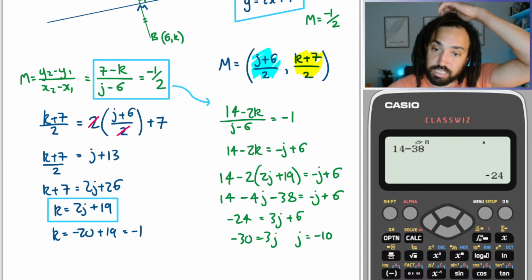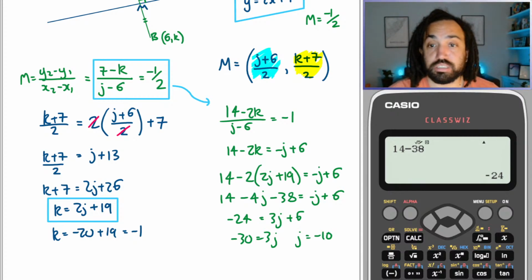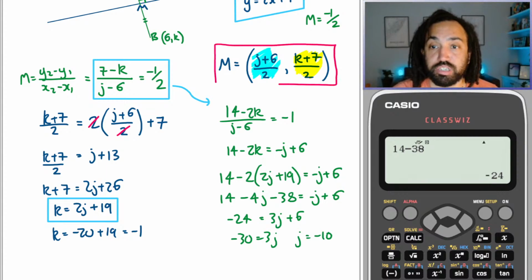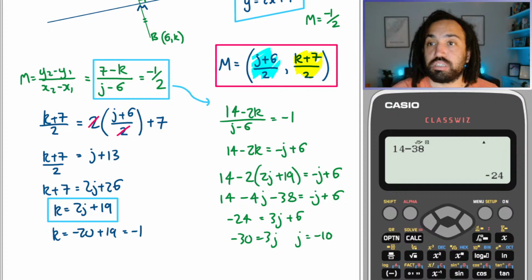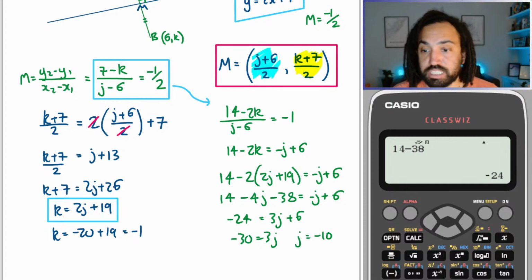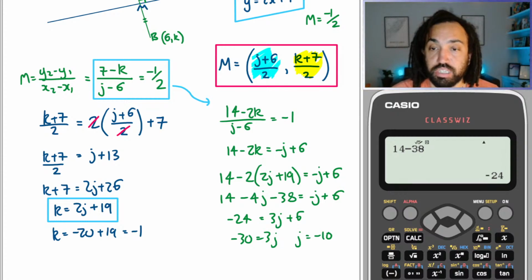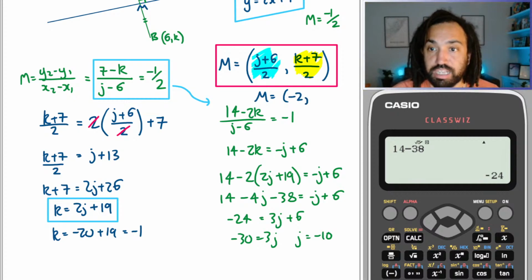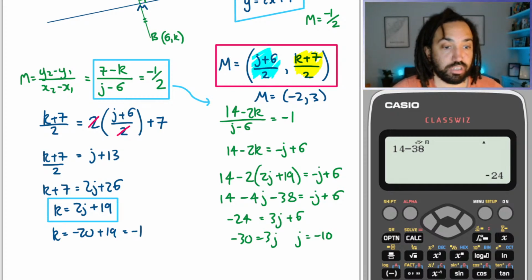Perfect. Now they asked us for the midpoint, so all I need to do is just substitute into the midpoint formula we've already created. So if j is minus 10, then minus 10 plus 6 is minus 4, divided by 2 is going to give me that the midpoint is equal to, what's that? Minus 2. And then when I sub in k, it's going to give me 3. And that's my final answer.